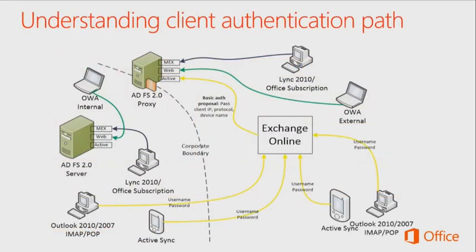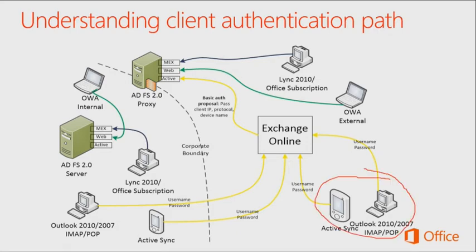All right, so authentication. Understanding the client authentication path. So I'm going to grab my pen here. All right, so here we have some clients. They hit the Exchange Online website. They submit their username and password. It's then going to go to the ADFS proxy. So it's going to go this way here, to the ADFS proxy. ADFS proxy is then going to talk back with Exchange Online and authenticate them, okay?